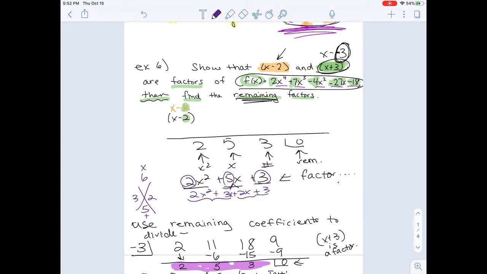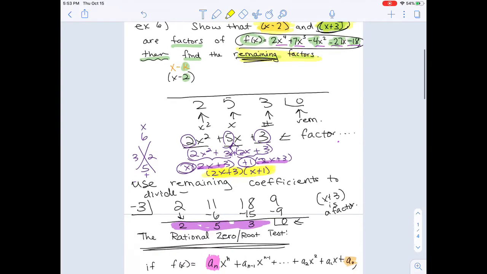Bring these down, and then we group these. This should be a review of factoring for you. We're going to pull out an x, and we get 2x plus 3. We can't pull anything out of here, so we pull out a 1, and we get 2x plus 3. These match, so we can pull those out as a GCF, 2x plus 3 times x plus 1. And those are our remaining factors. Okay, so those were our leftover factors. We verified x minus 2 and x plus 3 are factors, and then we found the remaining factors by factoring what was left from our two synthetic divisions.